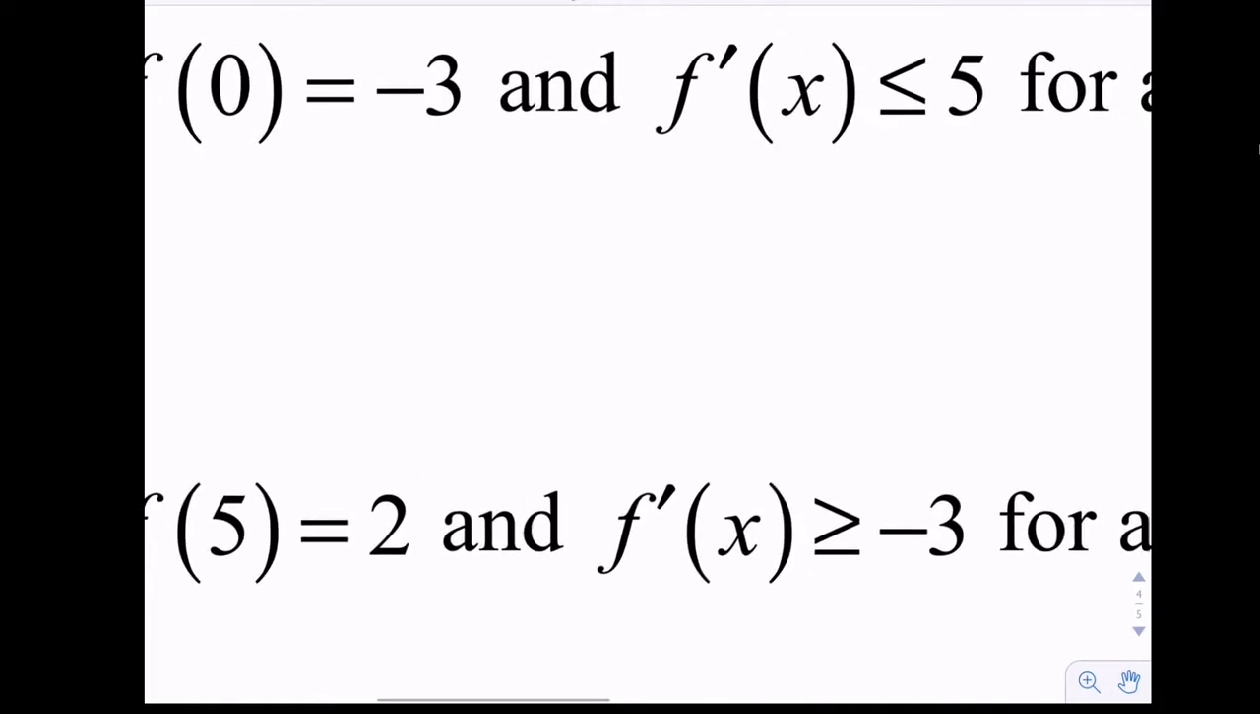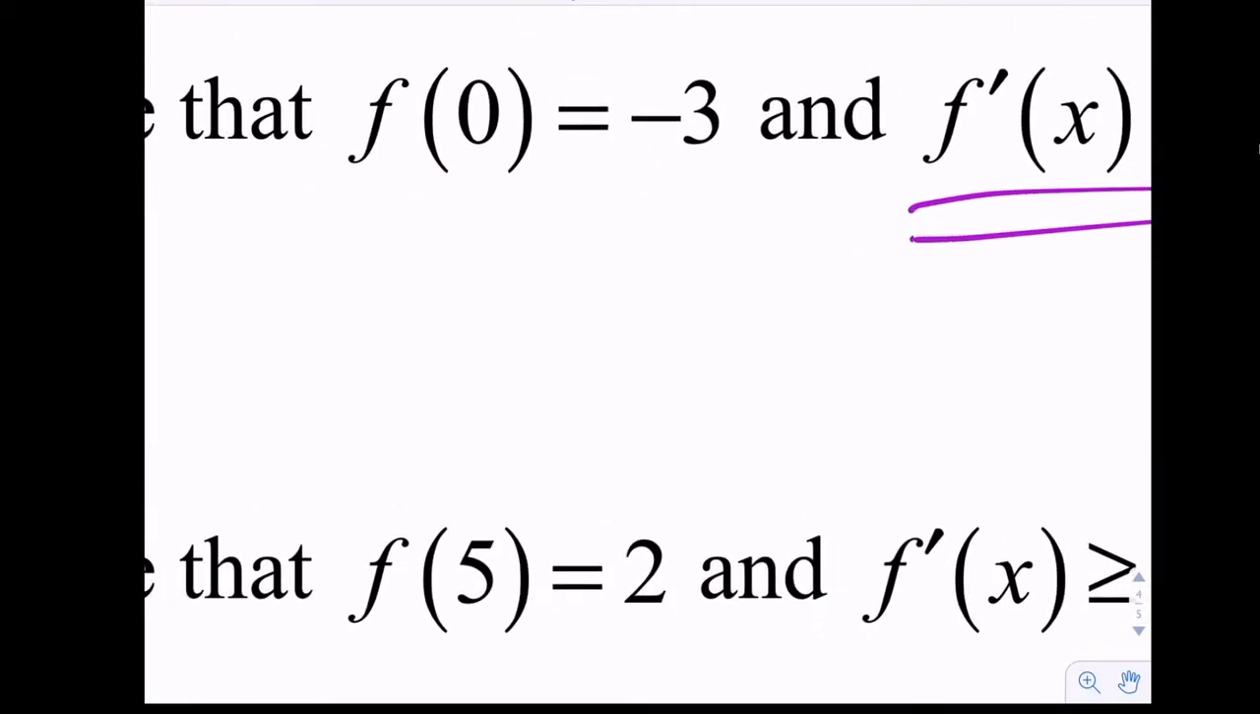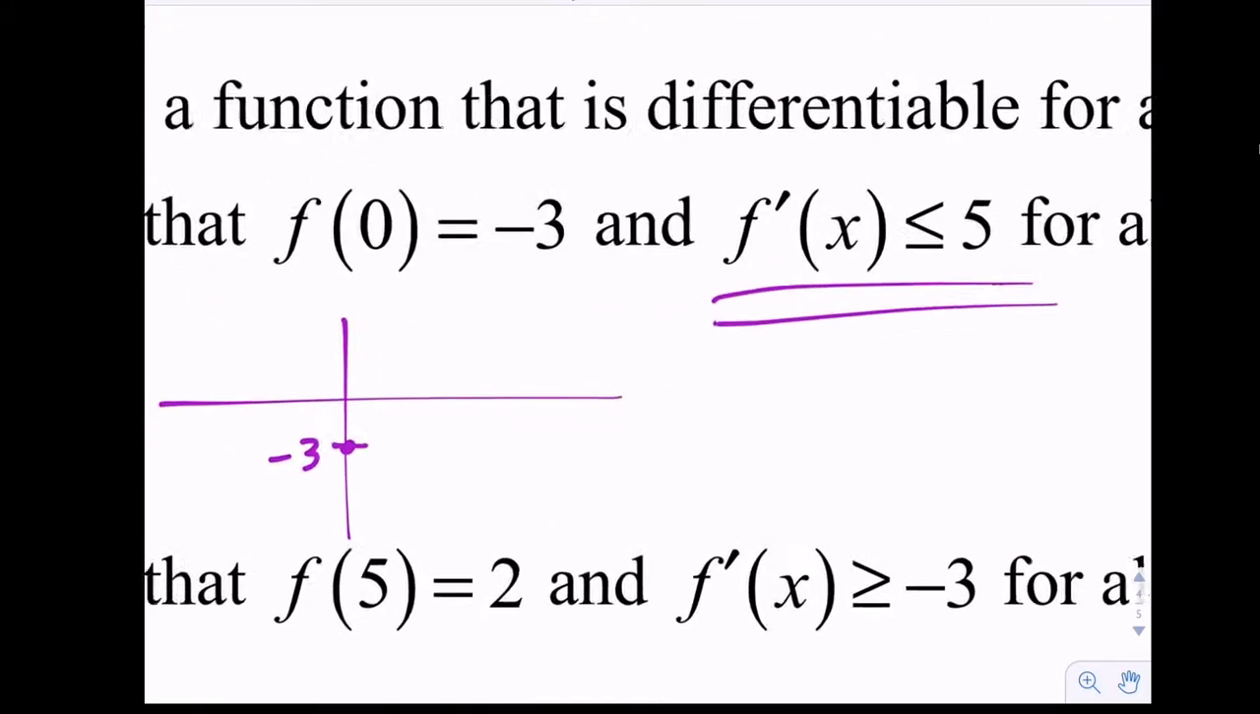Yes. It says the slopes are less than or equal to 5, and we want to know the maximum value, so we could assume that it's increasing at the maximum rate the whole time and see what the new y value would become, right? So let's look at a little picture here. That's actually too small. You can't see that. Let's go with a bigger picture. f of 0 equals -3. That's right here, okay? And we want to know how big f of 2 can possibly be.